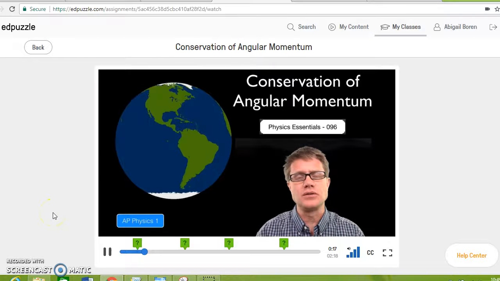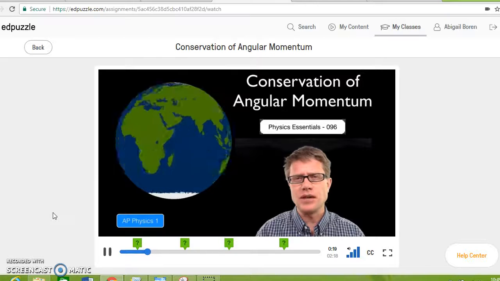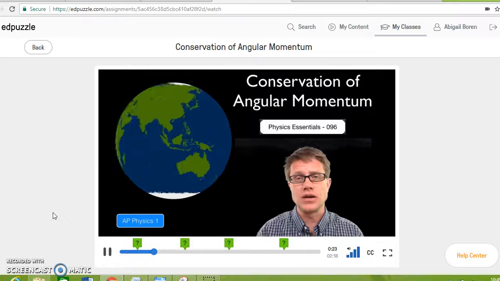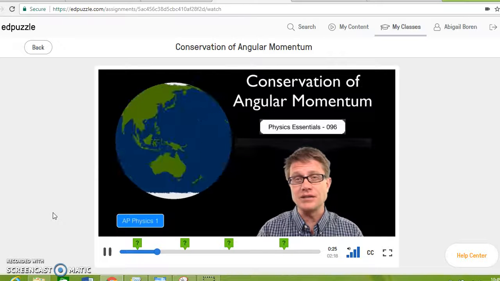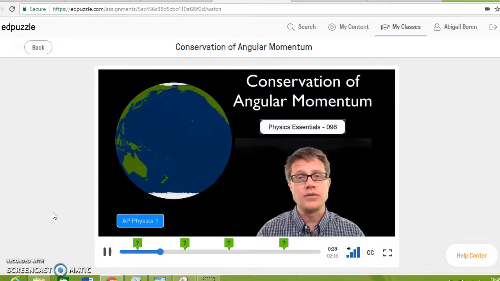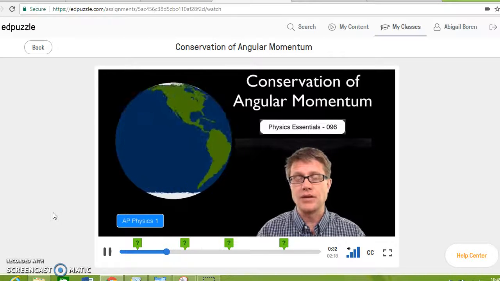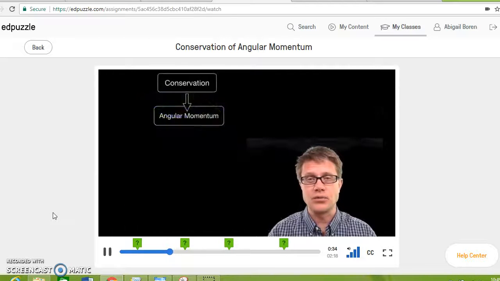Remember, angular momentum is due to rotation. And you might think to yourself, why does the Earth continue to rotate? It's due to the conservation of angular momentum. It still maintains some of that angular momentum from the formation of the solar system. It's gradually slowing down, and it'll eventually stop, but it's not something that we have to worry about.